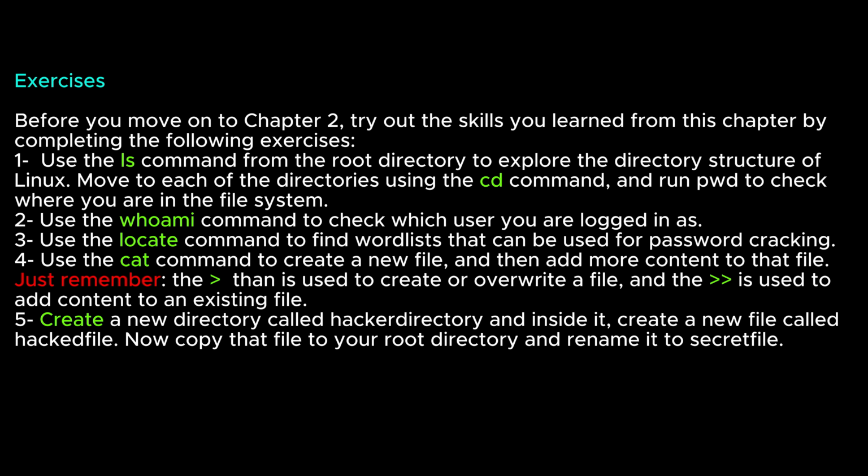Just remember, the single arrow greater than is used to create or overwrite a file, and the double arrow greater than is used to add content to an existing file. 5. Create a new directory called hacker directory, and inside it, create a new file called hacked file. Now copy that file to your root directory and rename it to secret file.